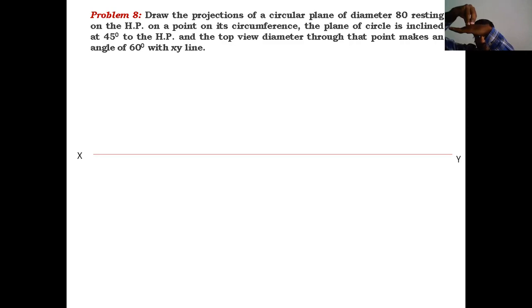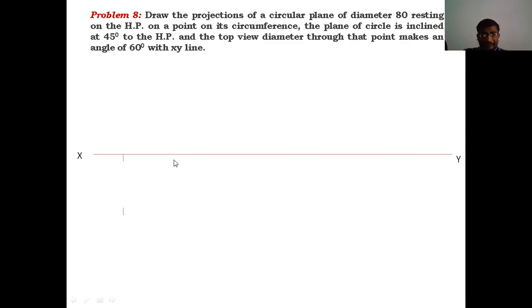So the top view must be drawn in the first position. So you have to draw the top view initially. Where should you draw the top view? The top view must be drawn below the XY line. The top view is always below the XY line when it is located in the first quadrant.